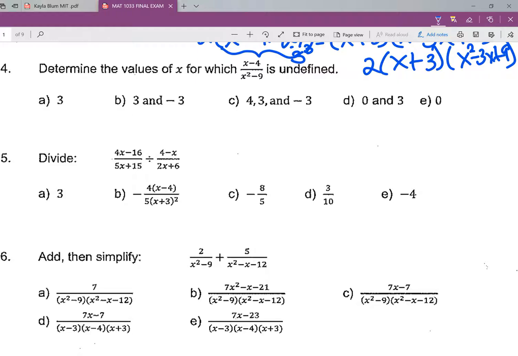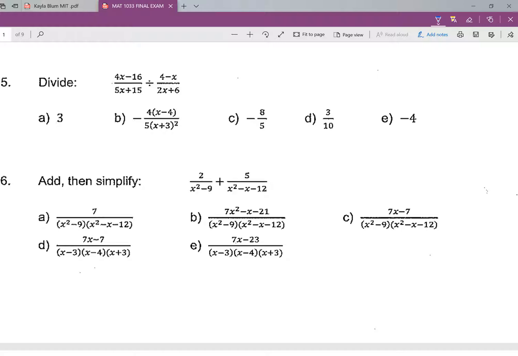For number 4, it says determine the values of x for which this rational expression, x minus 4 over x squared minus 9, is undefined. In that case, you're always focusing on the denominator, and your answer choices should be plus or minus 3, because that'll make the denominator 0. So if this is x squared minus 9, then x can never assume the values plus or minus 3, because squared, that will give you 9 minus 9, which is 0, and we can never have 0 in the denominator. So that's answer choice B.